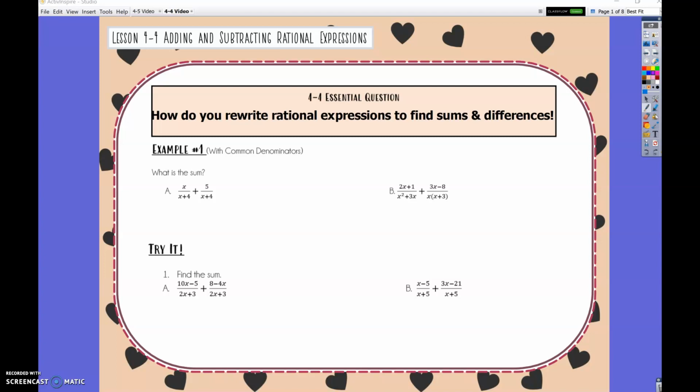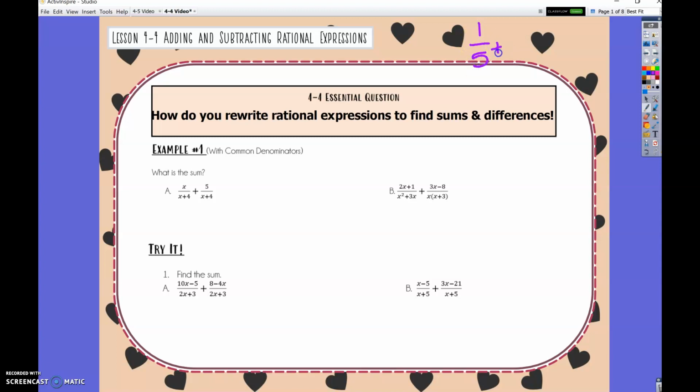In lesson 4-4, we're going to be working on adding and subtracting these rational expressions. So we have the fractions with polynomials on them again, and we're going to add and subtract them. It will definitely be important to remember the properties of adding and subtracting regular fractions. So remember, you always have to have a common denominator.